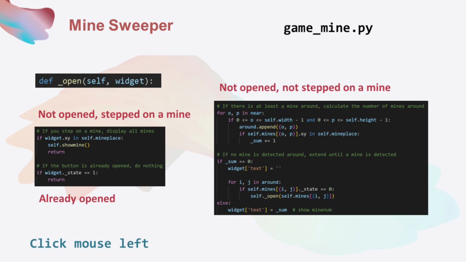When the user clicks one of the 81 buttons with mouse left, the system shall judge whether it has been clicked or not. If not, and there exists a mine, it will show all mines, and the user loses the game. If it isn't a mine, the system will check the position of all mines to see how many mines are there around the clicked button. If there is at least a mine around, the system will calculate and display the number of mines around the button. However, if no mine is detected around, the system would extend it in all directions until a mine is detected.